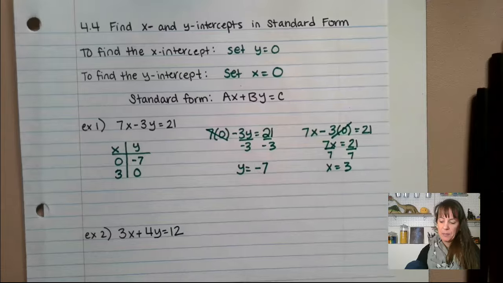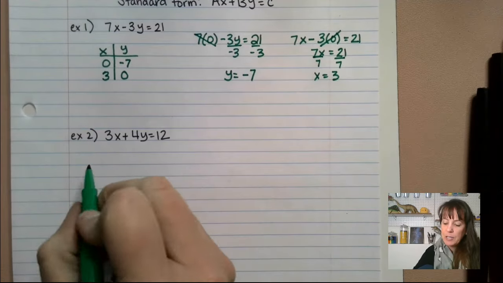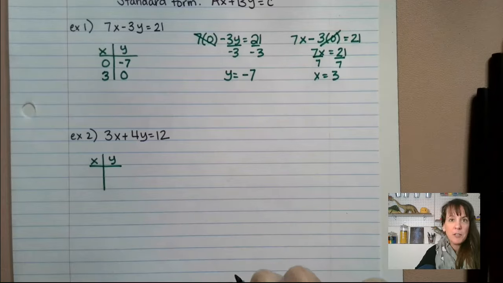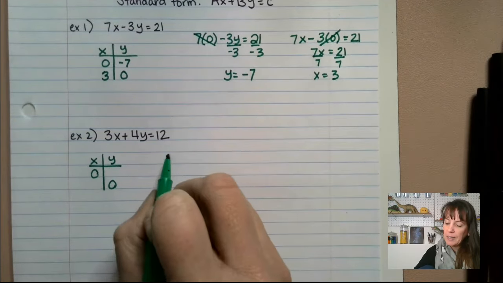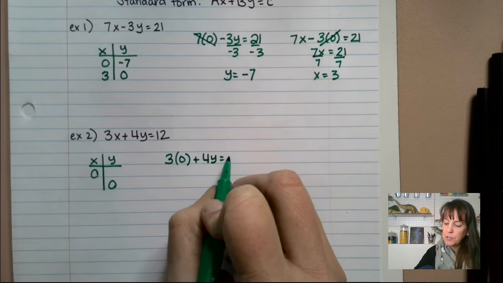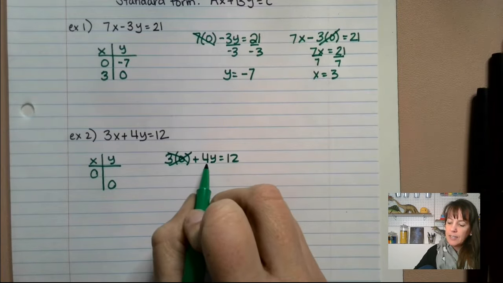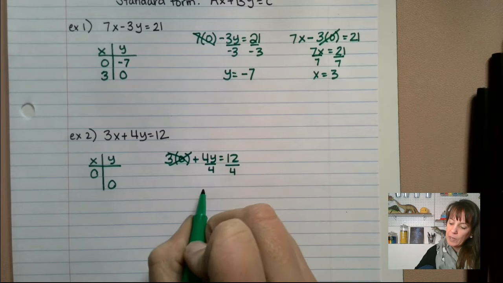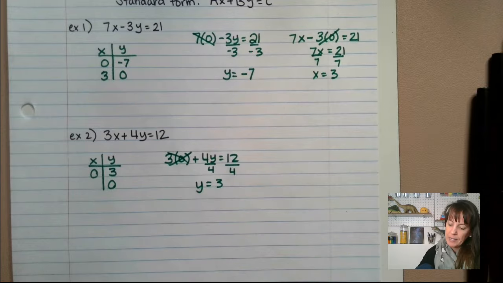All right, let's try another one. We have 3x plus 4y equals 12. Again, we're looking for the x and y intercepts, so we're going to make our little xy chart and put a 0 for an x and a 0 for the y. Let's start by plugging in 0 for x. Go ahead and plug in 0 there. We get 4y equals 12. Anything times 0 is 0, so bam, get rid of that. Divide both sides by 4, and we end up with y equals 3. So when x is 0, y is 3.